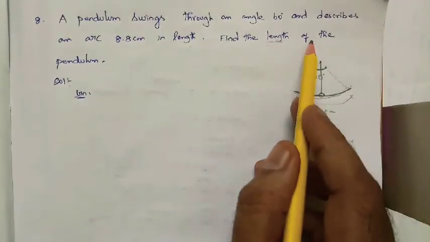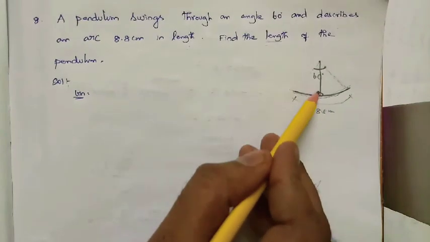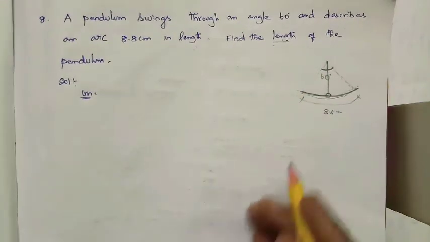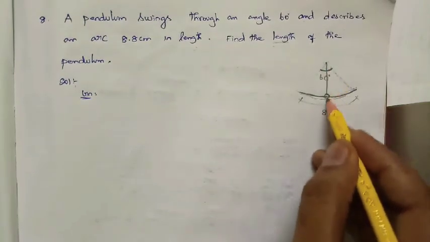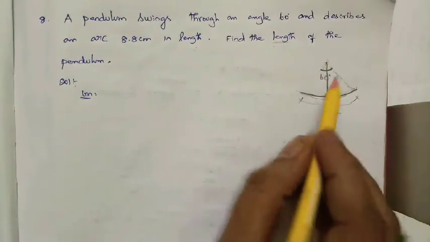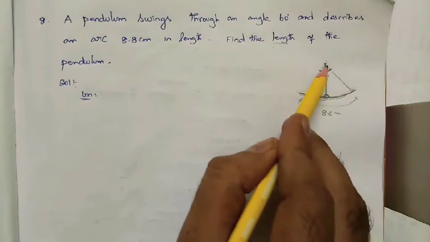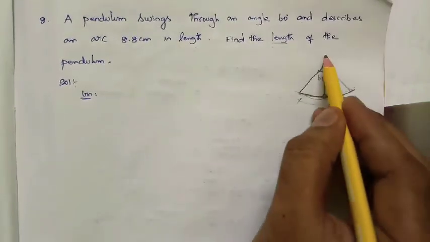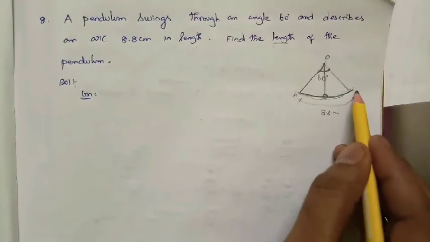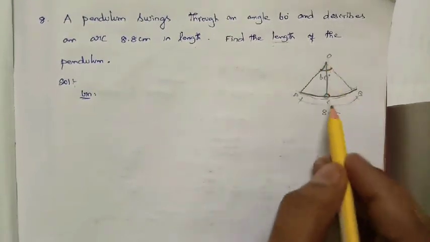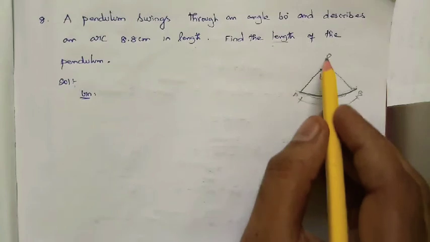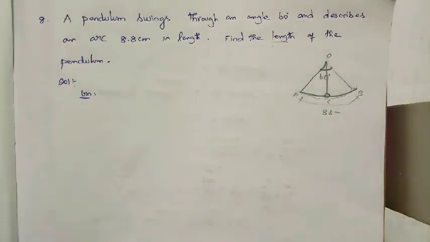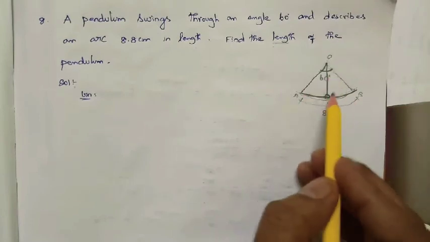Find the length of the pendulum. This is nothing but the length of the pendulum. Here also the same length, and here also the same length, right? I'm just giving the names OA, OB and OC. OA, OB, OC will all be the same length. Whatever the length is, up to that level alone it will swing. So OA, OB and OC will be equal.